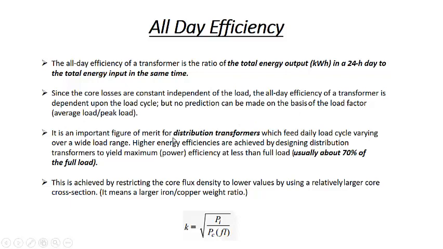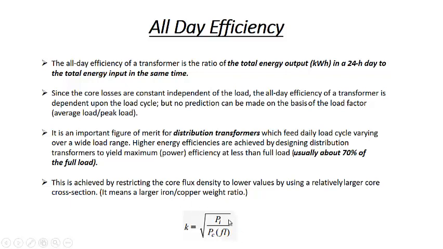It is an important figure of merit for a distribution transformer, which feeds a daily load cycle varying over a wide load range. Higher energy efficiencies are achieved by designing the distribution transformer to yield maximum efficiency at less than full load, which we have already discussed, usually around 70 to 75% of the full load. They are designed like that because they are not always operated at full load. This is achieved by restricting the core flux density to lower values by using a relatively larger core cross-sectional area. It means a larger iron to copper weight ratio.